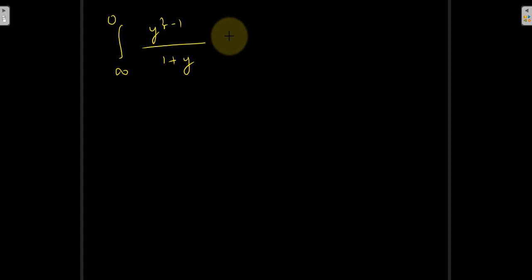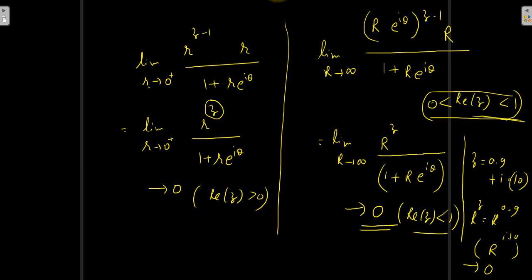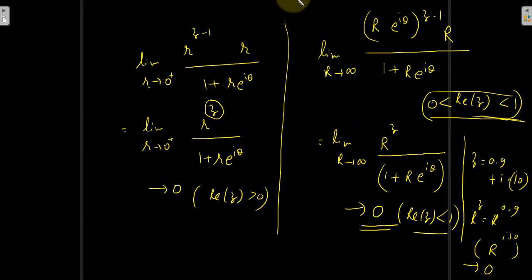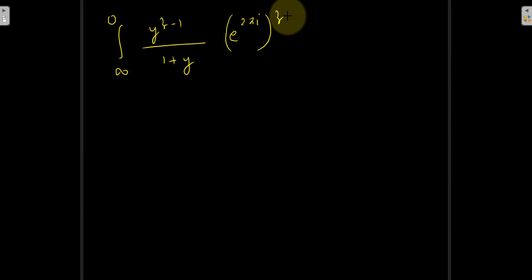So you get infinity to 0, y to the z minus 1 divided by 1 plus y, and that e to the power 2 pi i is 1, and yes, e to the power 2 pi i to the (z minus 1), it was, I think. Yes, z minus 1. So e to the power 2 pi i to the (z minus 1) into dy, right?